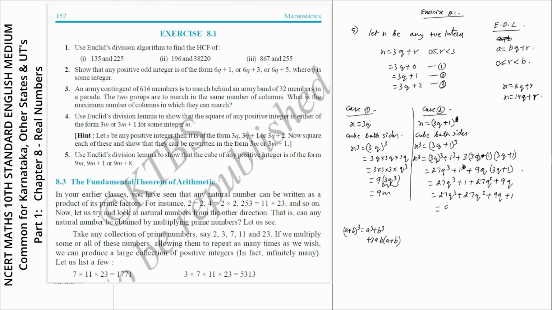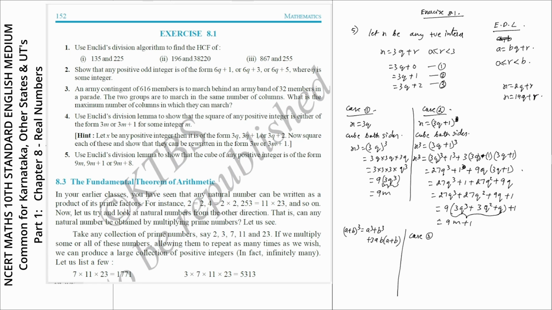Now here I will take 9 common factor. If I take 9 common factor, I will get 9 times (3q cube plus 3q square plus q) plus 1. Now if I consider this as m, so this is 9m plus 1. So I'll stop here. Now I'll take case 3.